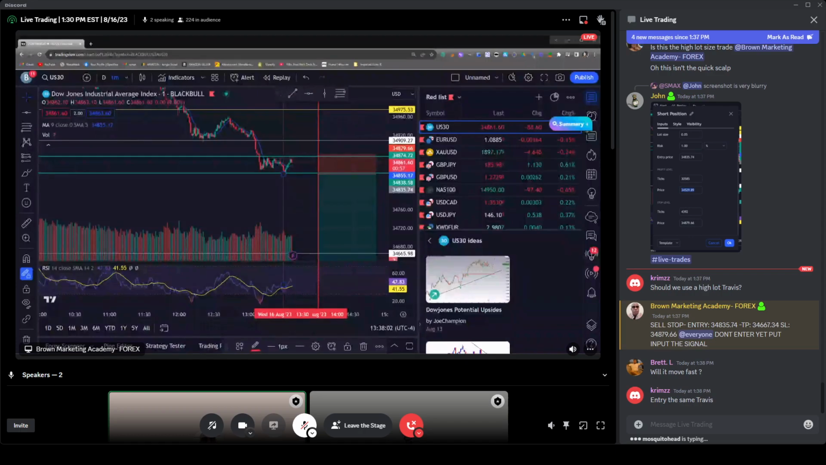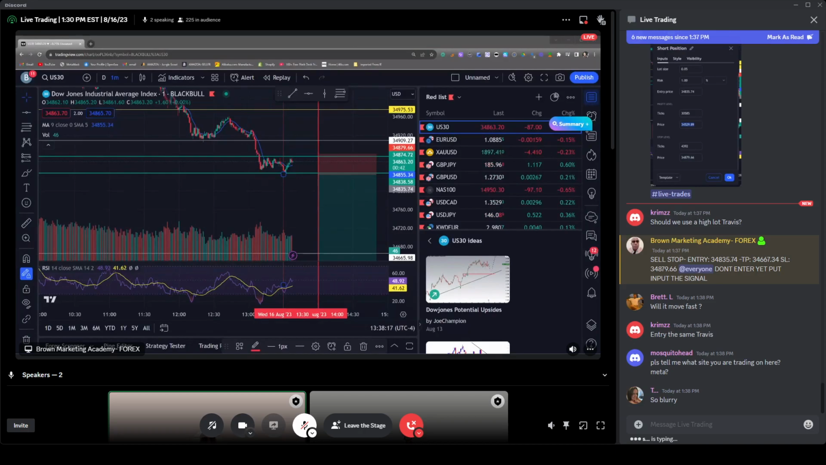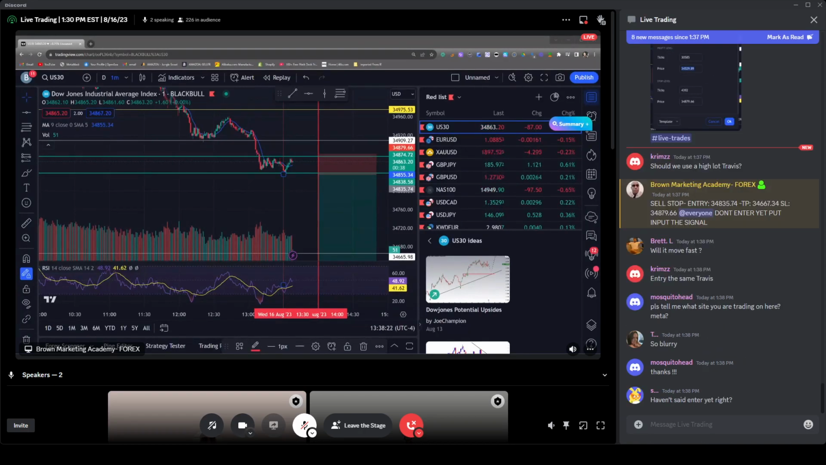It should move fast, yes. Entry's the same? Okay, then leave it as is then. I thought I had moved it by accident, but it's fine. I'm using Trade Locker. No, I haven't said enter yet, no.